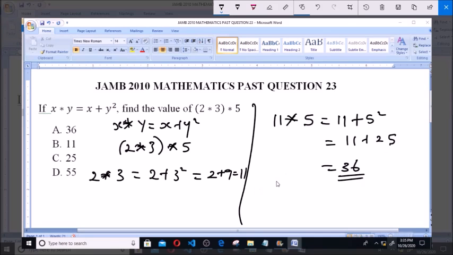So the answer to this question is 36, which is option A, 36. So this is a binary function. It's just for us to follow the example given to us.